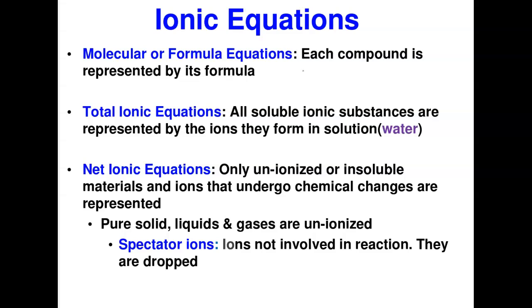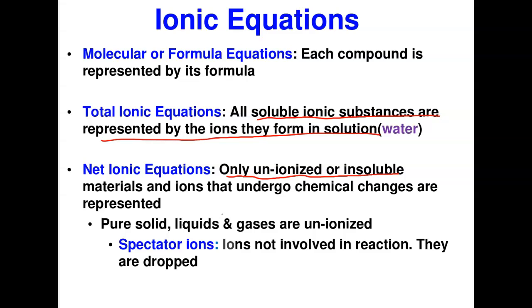Now, the total ionic equation will be writing all the equation in ionic form. All substances that are actually dissolved in water have to be represented in ionic form. They have to be ions. Now, some of them can be written not in ionic form, only if they are pure solid, liquid, or gases. What it means is that they will not be dissociated. And then the last one is the net ionic equation. A net ionic equation only represents the unionized or insoluble materials and the ions that undergo changes.